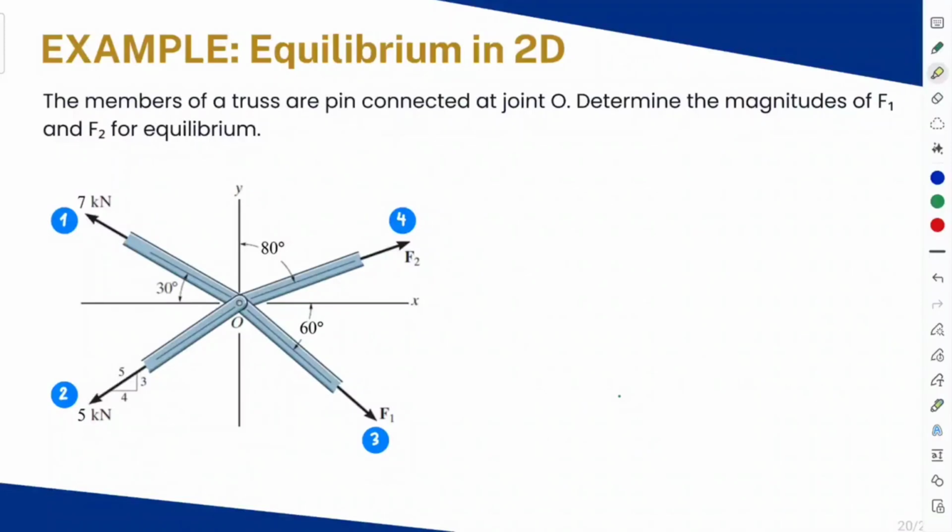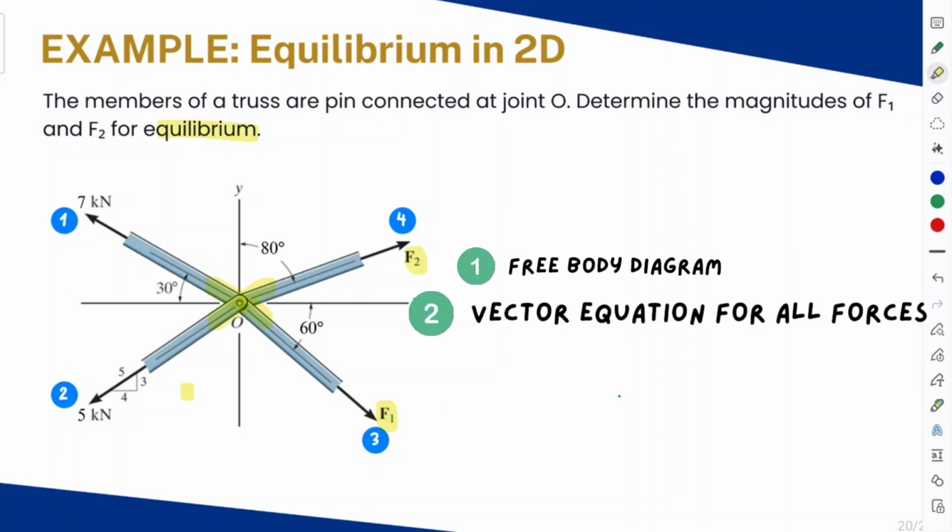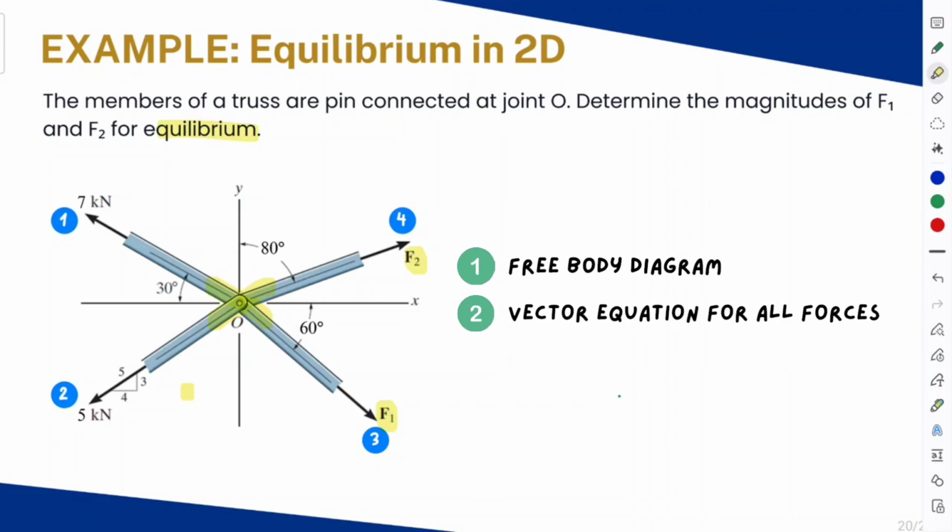Okay, so for the first example, you are given 4 members of a truss which are pin connected at joint O. The question asks you to find the magnitudes of force 1 and also force 2 for the system to be in equilibrium. Whatever it is, the first thing you need to do is draw the free body diagram, and then establish the vector equation for every force in the system. Only then can you apply the equilibrium condition.